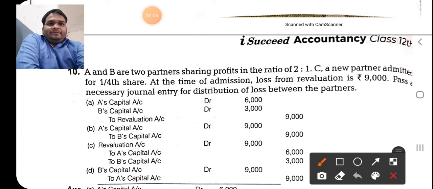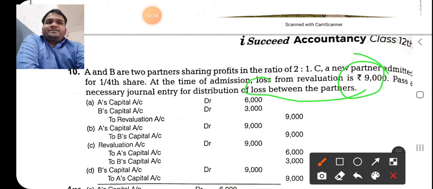A and B are two partners. They are sharing the profit in the ratio of 2:1. Now, a new partner is admitted for 1/4 share. At the time of admission, the loss from the revaluation is 9,000. Pass the necessary journal entry for the distribution of the losses between the partners.